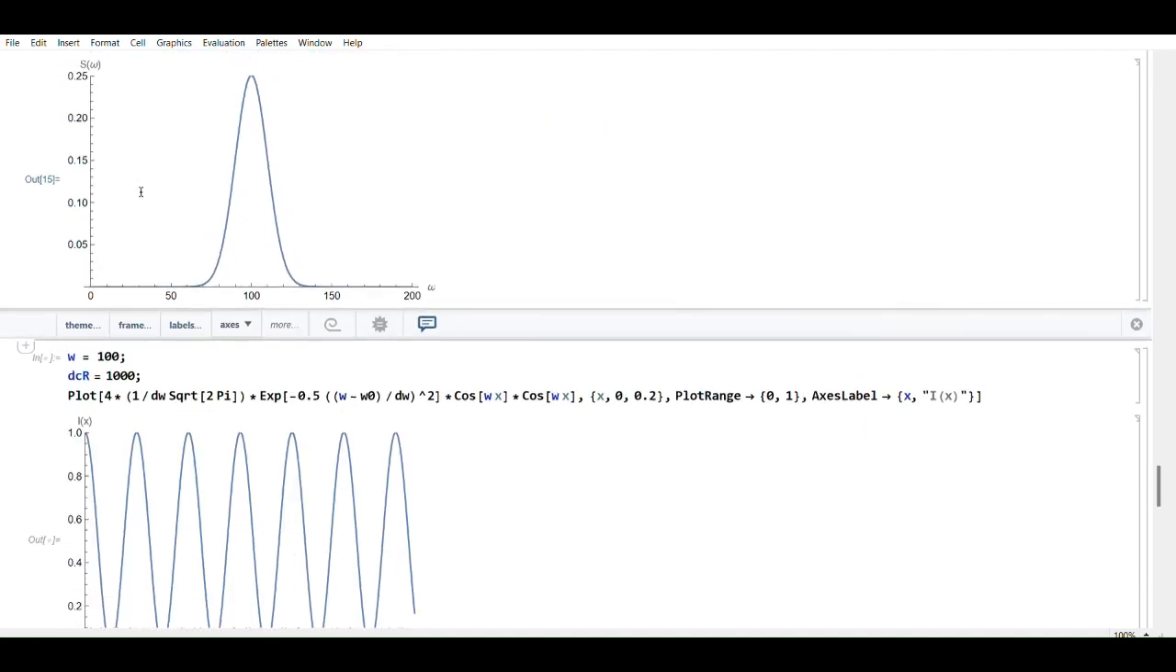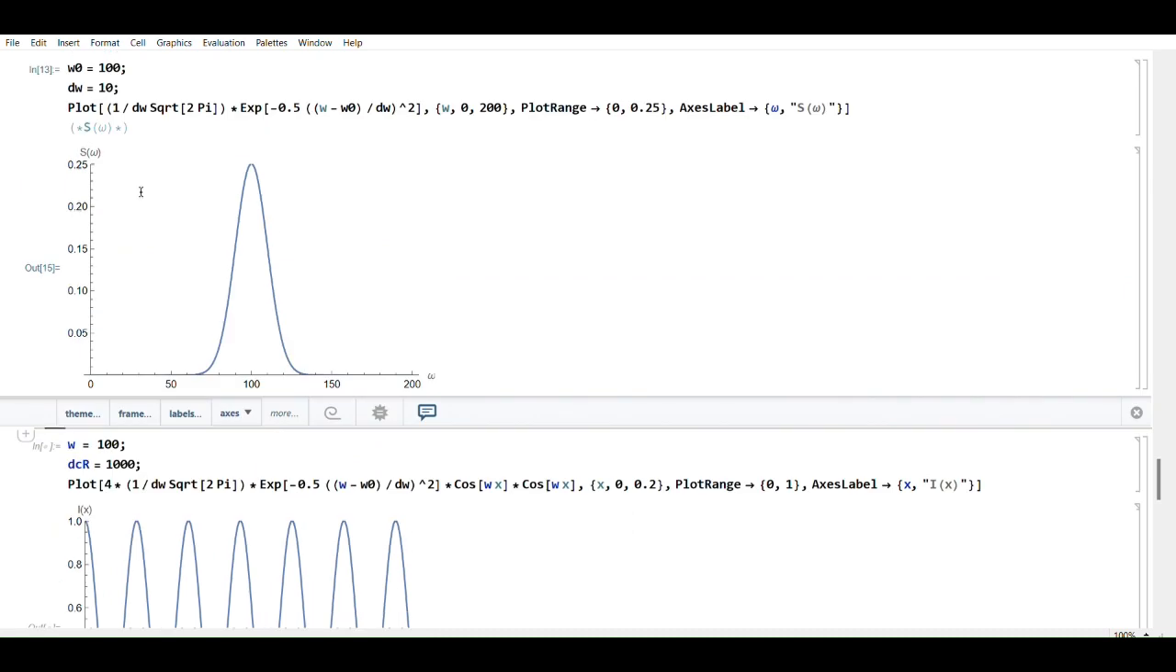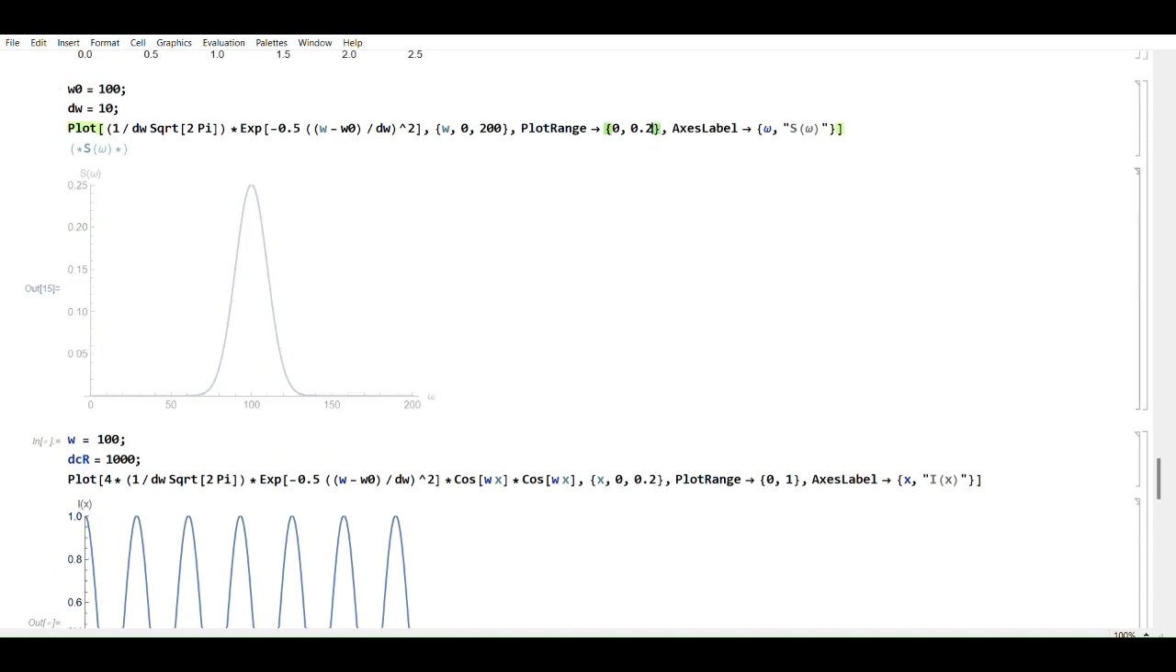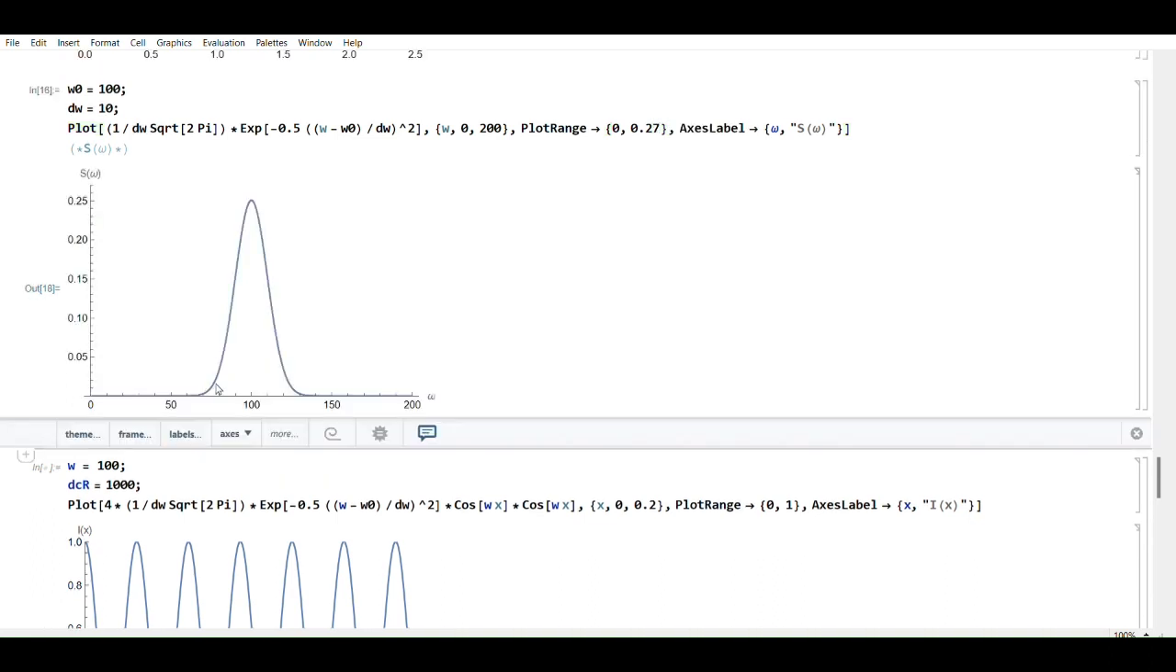Okay. Yeah, so this is the plot of my spectral density function, S omega. On the x-axis, I have omega. On the y-axis, I have S omega. And you see that this spectral density function is centered about omega naught, which is 100. So this is the point of my omega naught, which is 100. And the width is 10, which is delta omega, the width of this plot.